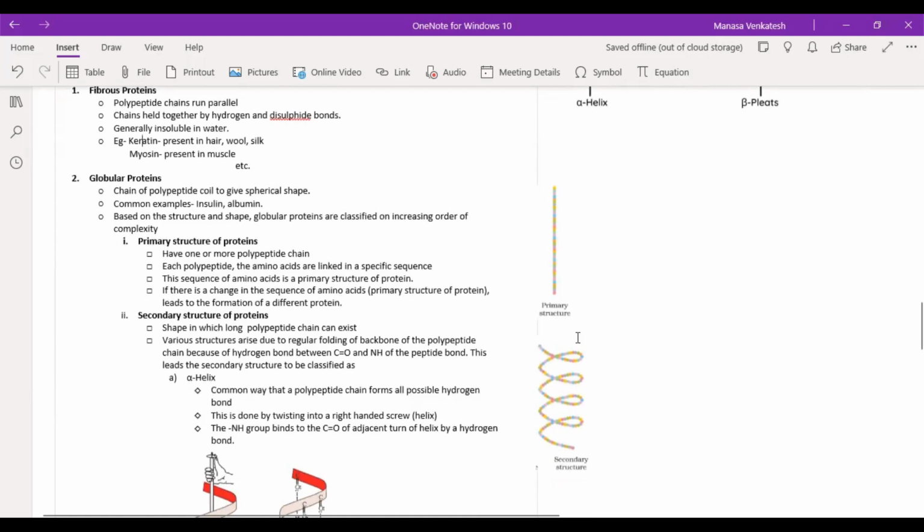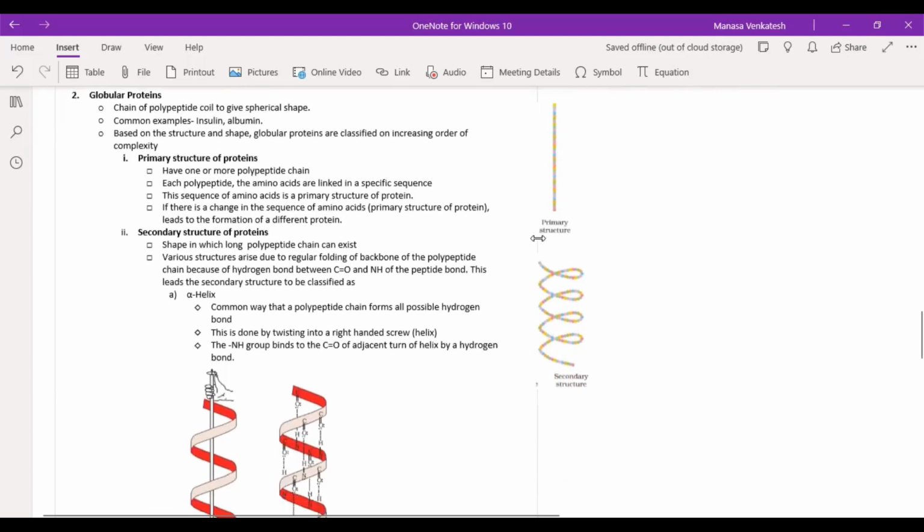So you have just a straight line. It's a primary structure. So they have one or more polypeptide chains, linked in a specific sequence. The polypeptide will have a primary sequence, and if there is a change in the sequence of the amino acids, then you will have a completely different protein formed. That is about primary structure.